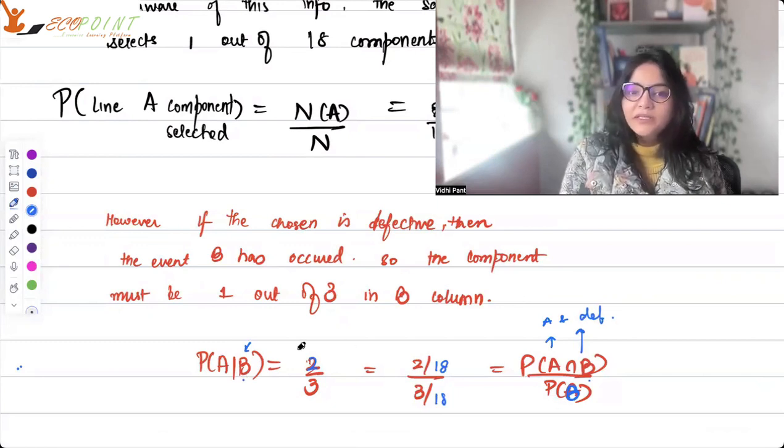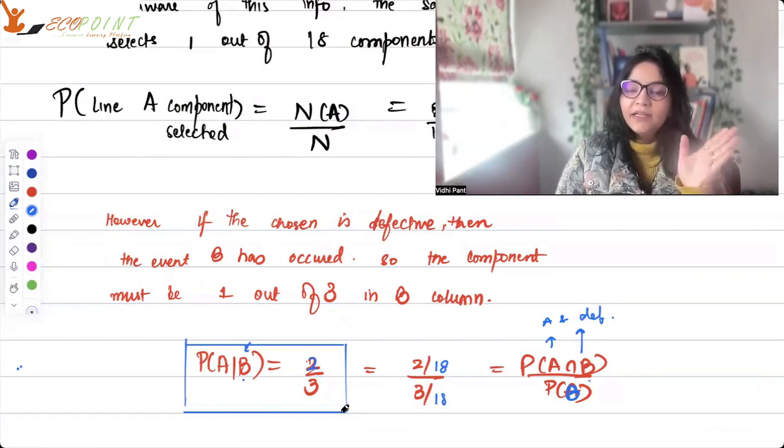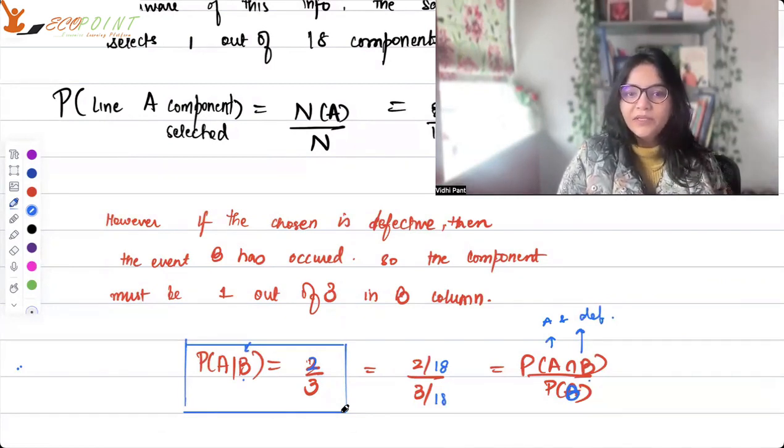And without mentioning this, we were easily able to say that it's going to be 2 by 3. Why did we say that? Because this time, what are we saying? We are saying what is the probability that the defective one is from A. That will be, there are two defective in A, and in total there are 3 defective.